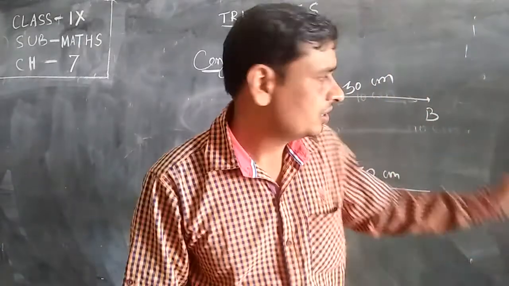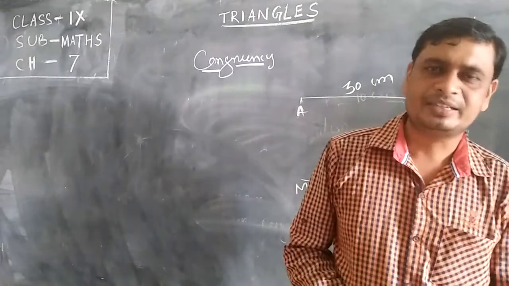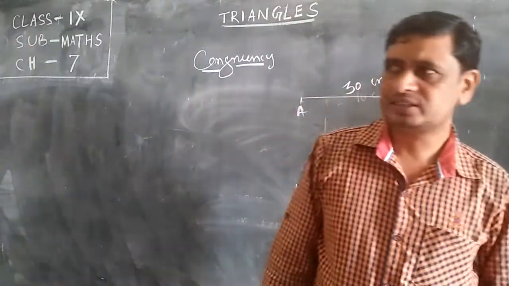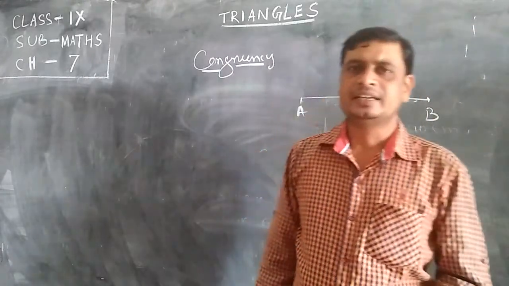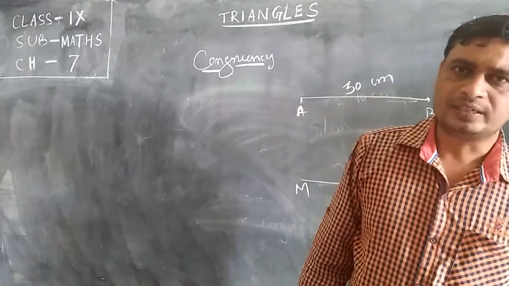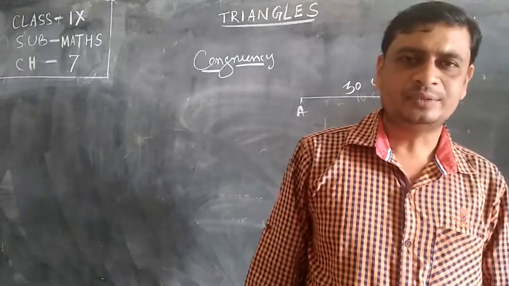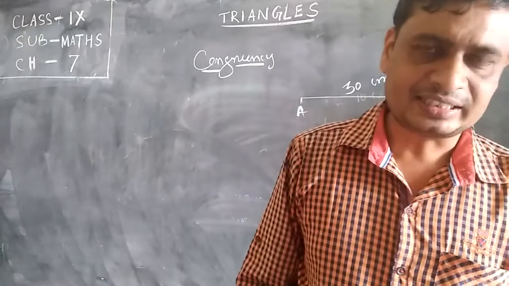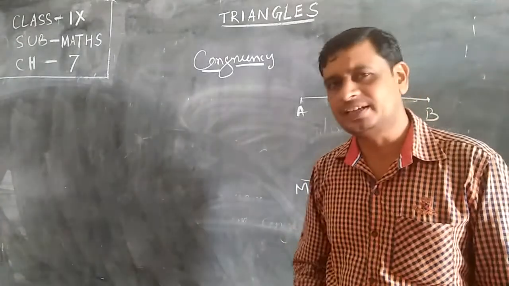So here we observe, if the lengths of two line segments are equal, then we say the line segments are congruent. When the inclinations of two angles are equal, then we say the angles are congruent. If the sides of two squares are equal, then we say the squares are congruent. Next we will discuss triangles, whether the triangles will be congruent or not.